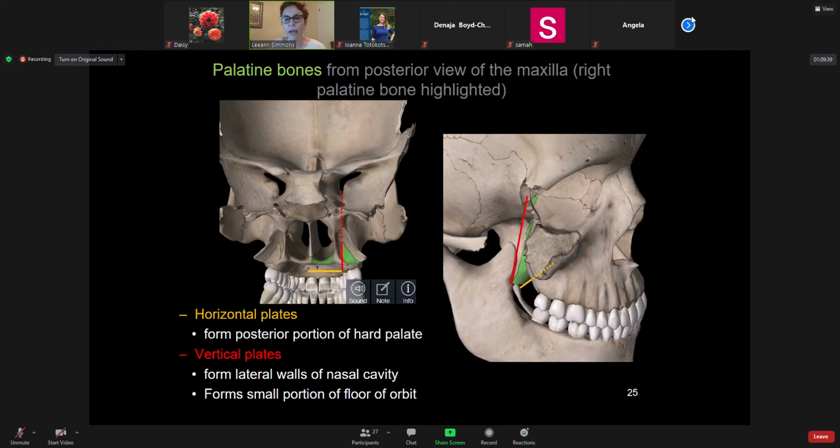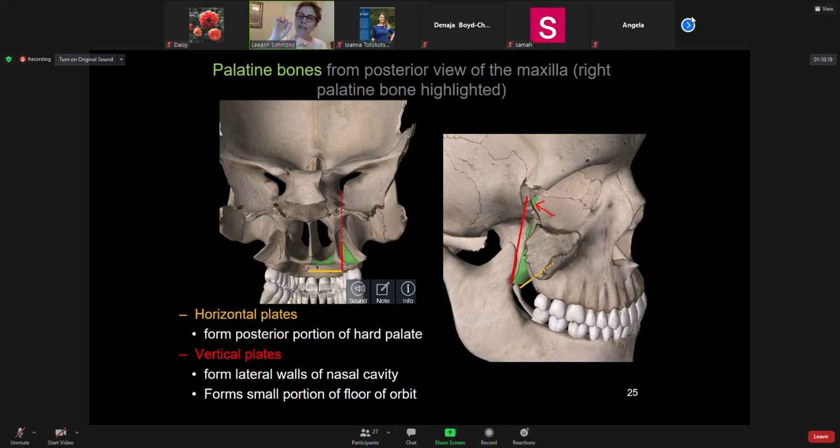In red, I have the vertical plates of the palatine bone. So here you see a part of it, but then as it goes, it's still internal here, and it travels to the medial aspect of the orbit of the eye. And you see where it is showing up in the orbit right there in green. So you see it traveling up vertically like this. It forms part of the lateral walls, the outer walls of the nasal cavity, and then it ends in the orbit.